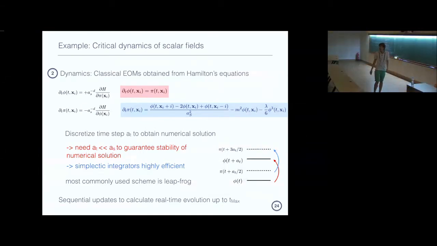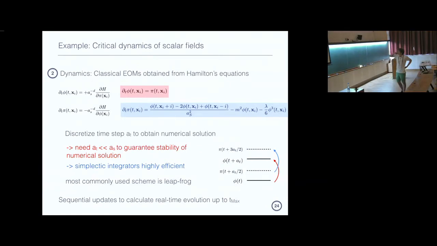And so in the last step, one also discretizes the time step to obtain a numerical solution. As I alluded to previously, typically one needs a relatively small time step, small compared to the spatial lattice spacing, to guarantee stability of the numerical solution. That's why one is working in this Hamiltonian formalism in the first place. Since here one is dealing with Hamiltonian dynamics, there's a particularly efficient class of integrator schemes one can use, which are called symplectic integrators.